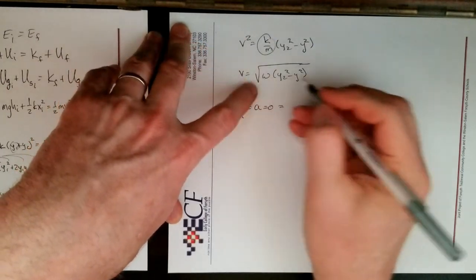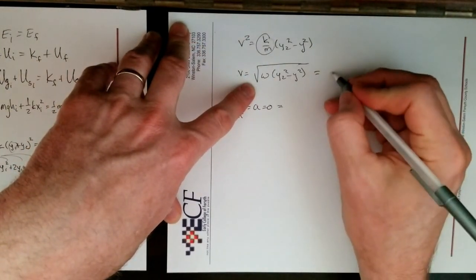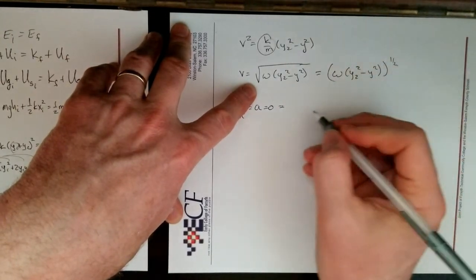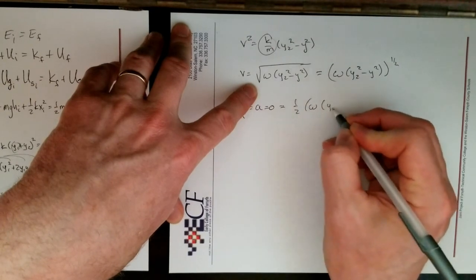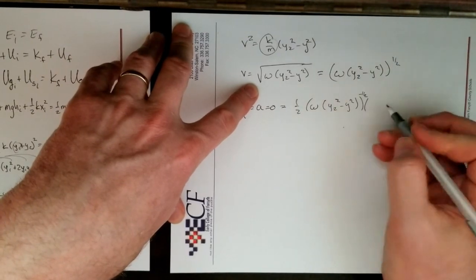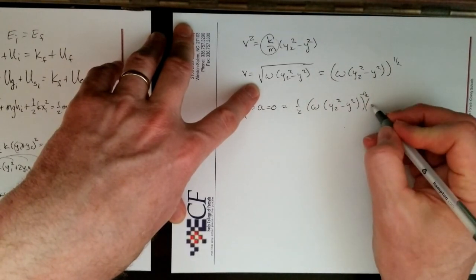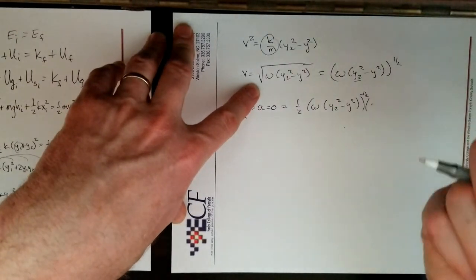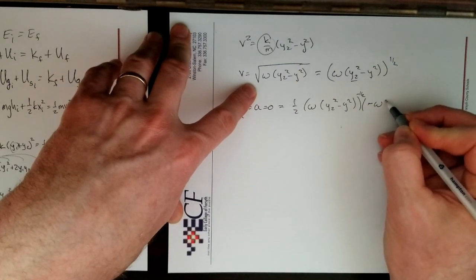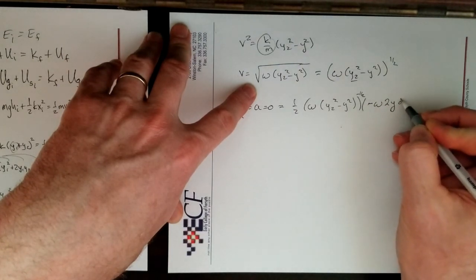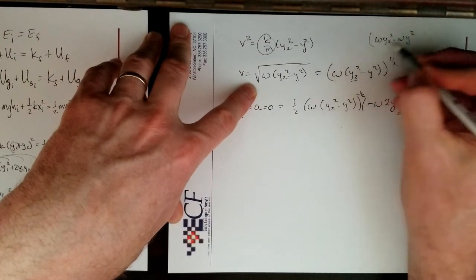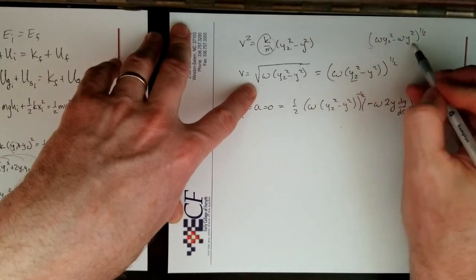So that would be equal to, well, I'm going to put this into exponential form. So omega times Y2 squared minus Y squared to the 1/2. So I get 1/2 omega Y2 squared minus Y squared to the negative 1/2 times the derivative of what's inside here, which would be, well, that's a constant. That's how far I pulled it down. That's my amplitude. Negative omega 2y dy/dt. That's omega Y2 squared minus omega Y squared to the 1/2. So it's 1/2 times that.